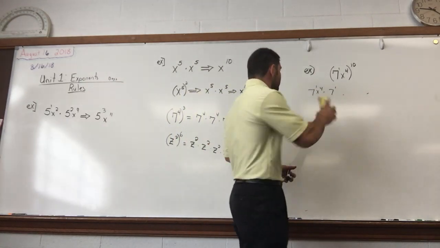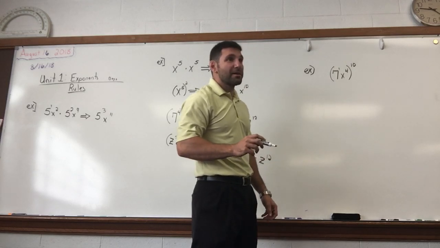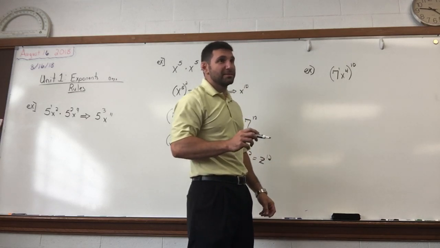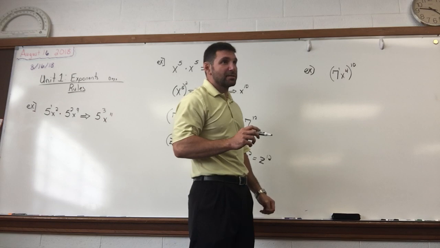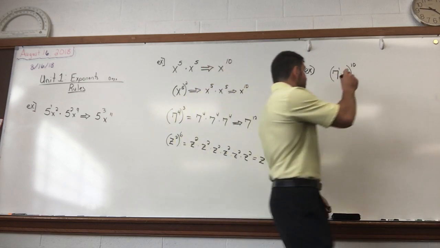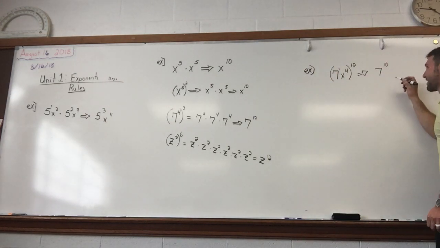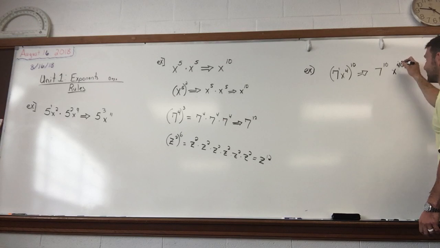Oh, Jackson's stealing your thunder. Go, Jackson. So I was thinking you could just add the power of 1 to 7 and then multiply 10 times 1. Okay. Is 7 to the 10. And then multiply 10 times 4, which would be x to the 40.